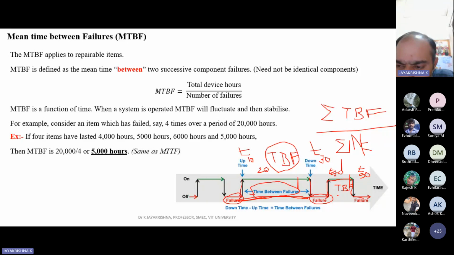What is the time between failure? Downtime minus uptime. What is the downtime? Are you able to understand?